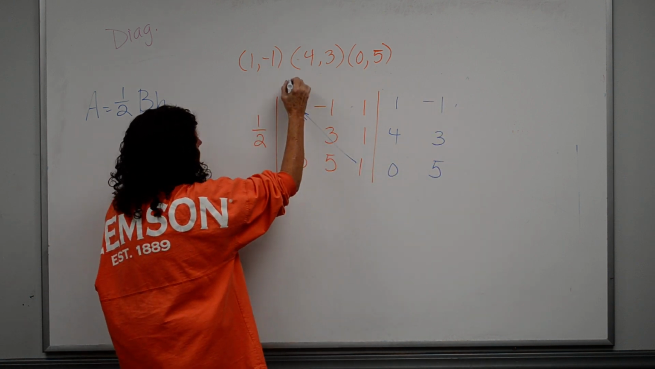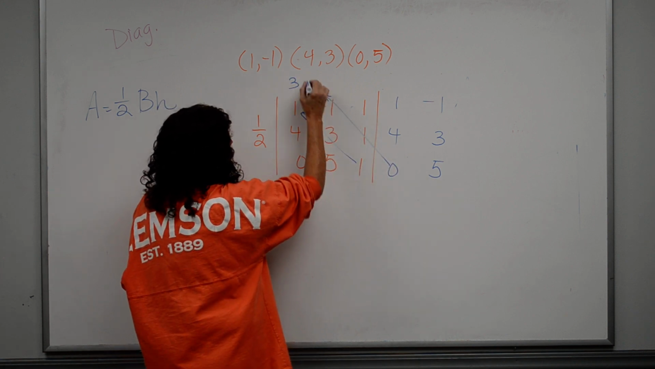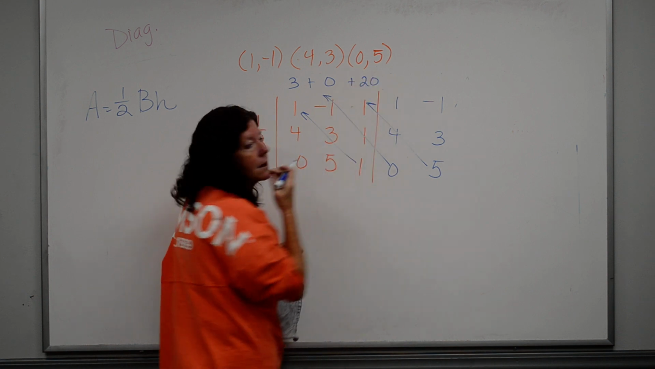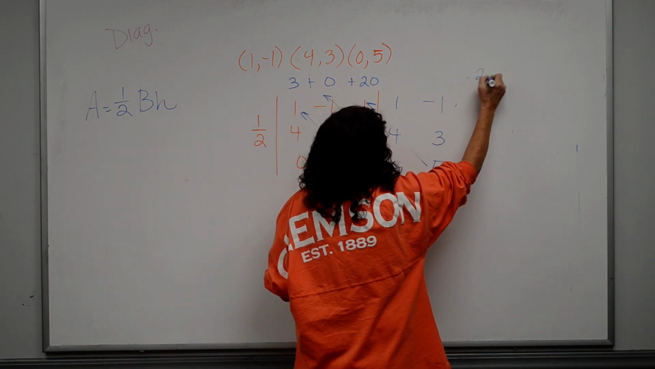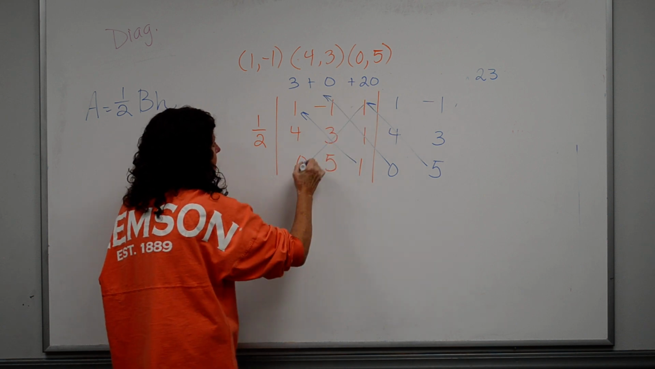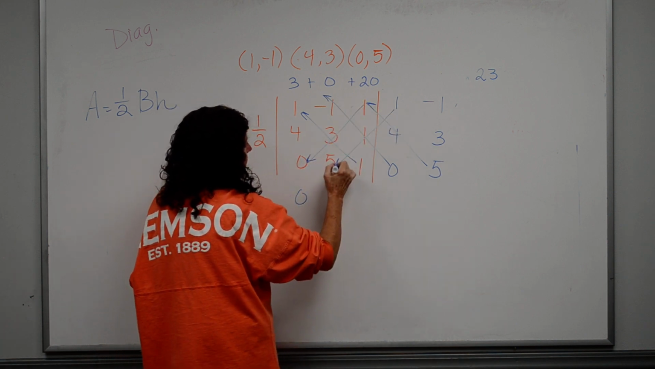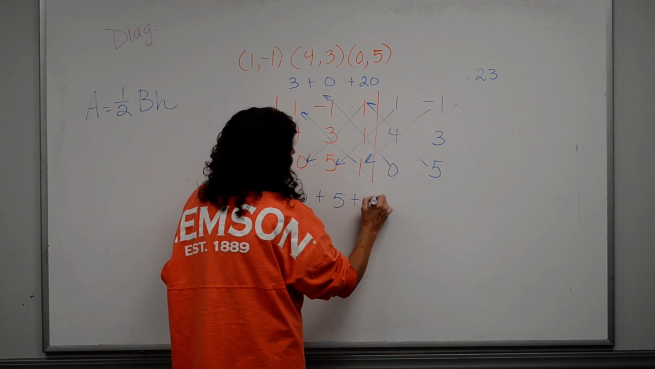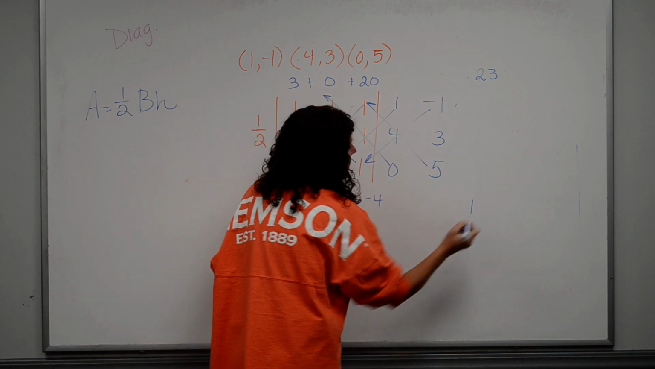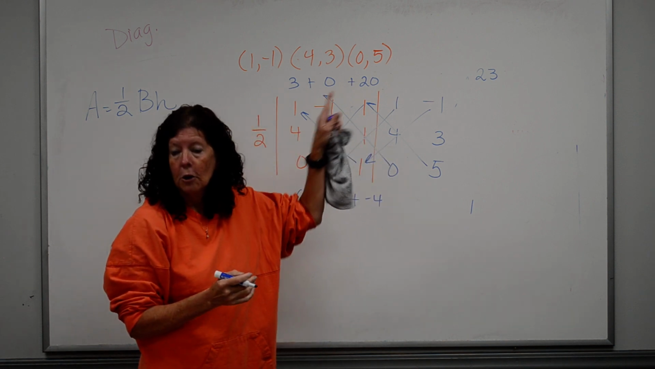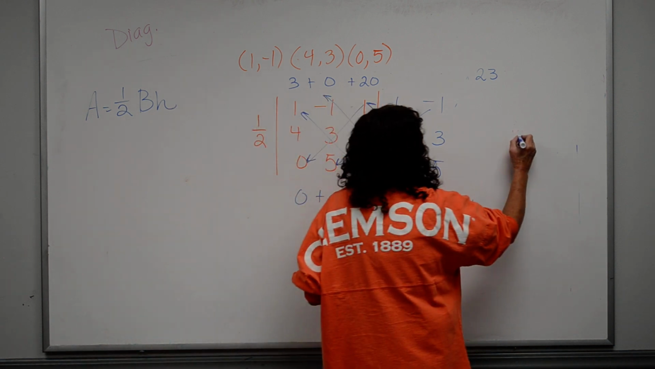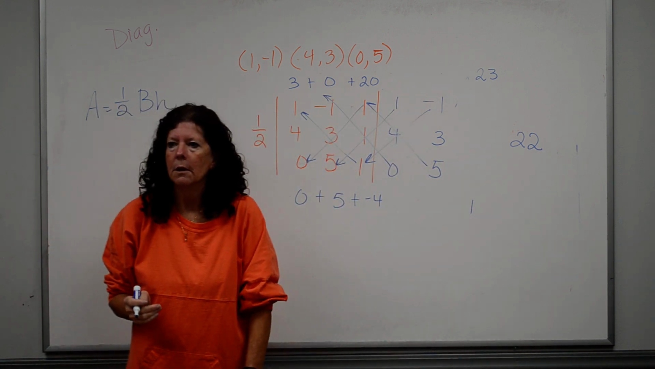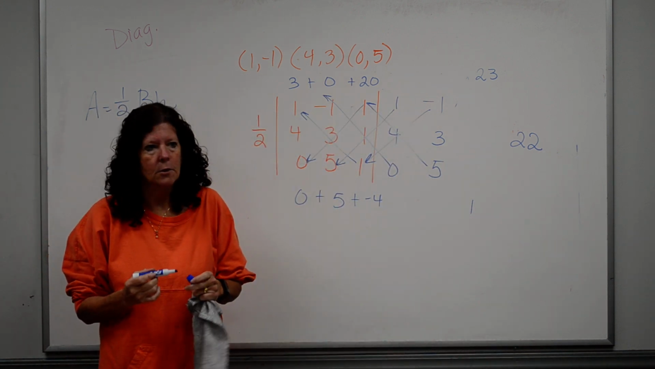So multiplying up, I get a 3. Multiplying up, I get a 0. Multiplying up, I get a 20. Okay, so there's a 23 on the top. Multiplying down, I get a 0. Multiplying down, I get a 5. Multiplying down, I get a negative 4. So on the bottom, I've got a 1. 23 minus 1 gives me a determinant of 22. What's half of 22? 11. That's the area of this triangle.